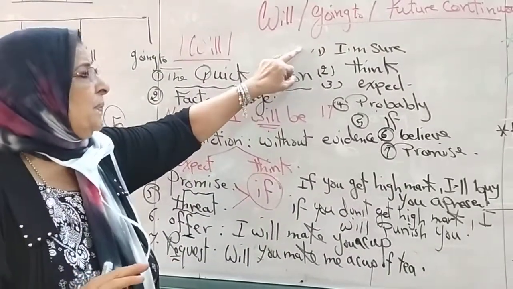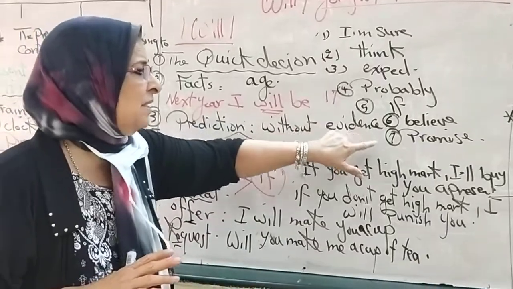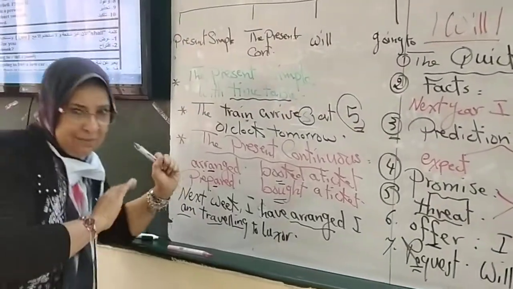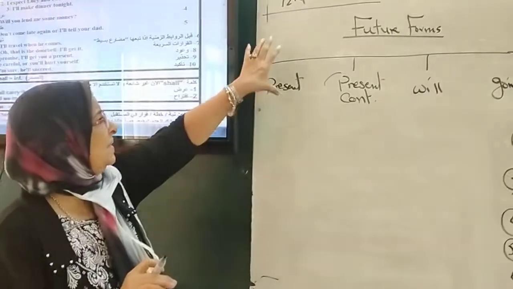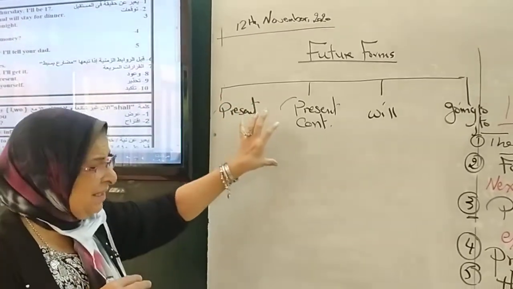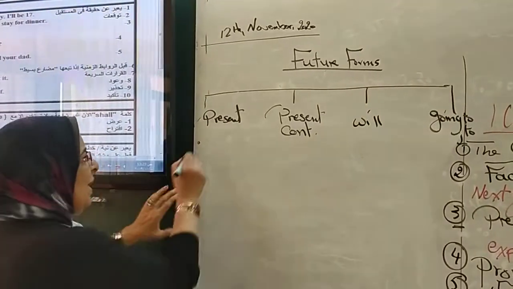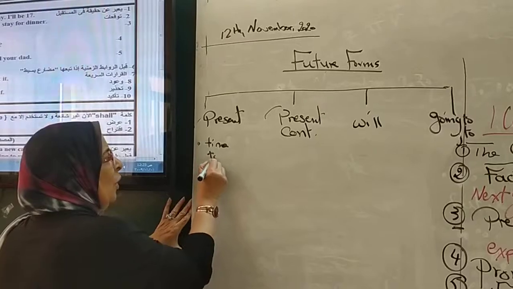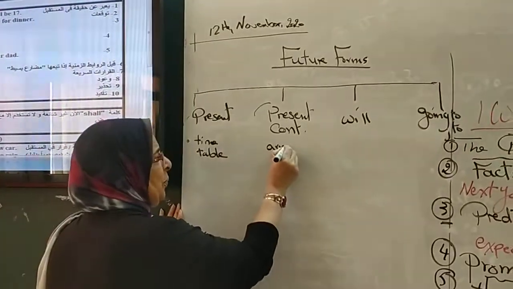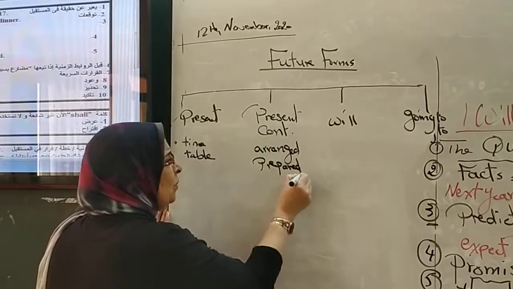Well, number 1, I'm sure, I think, expect, probably, if, believe, and purpose. Again, I told you, I'm going to remind you that we have 4 ways to express the future. Again, we use the present simple if you have a timetable. We use the present continuous if we have arranged or prepared, booked a ticket, and so on.